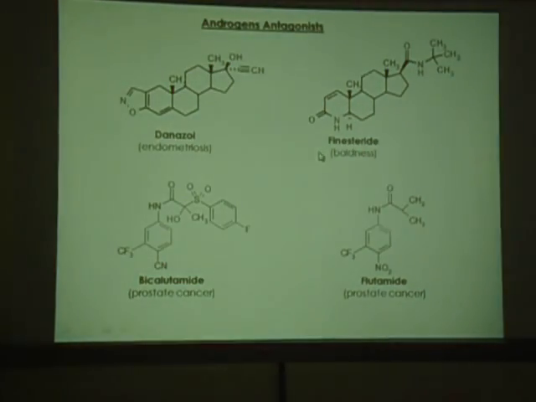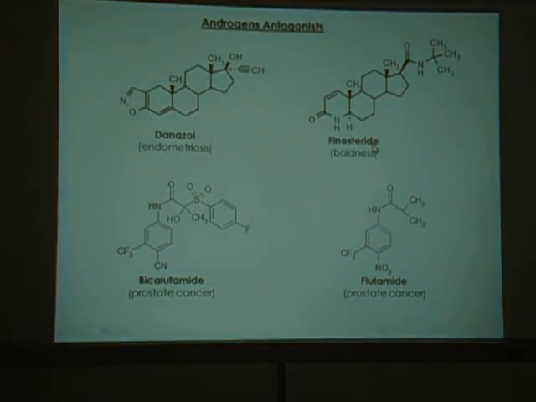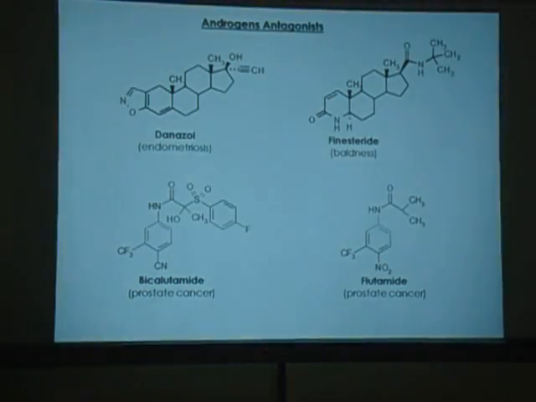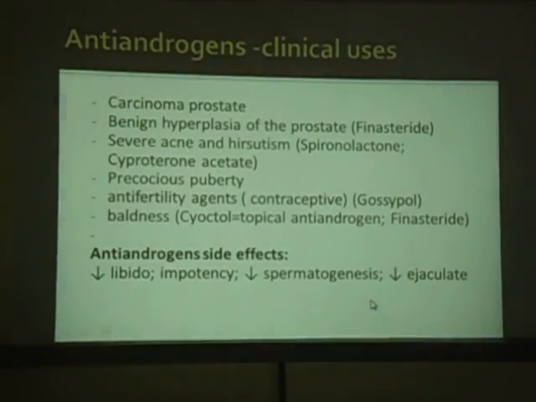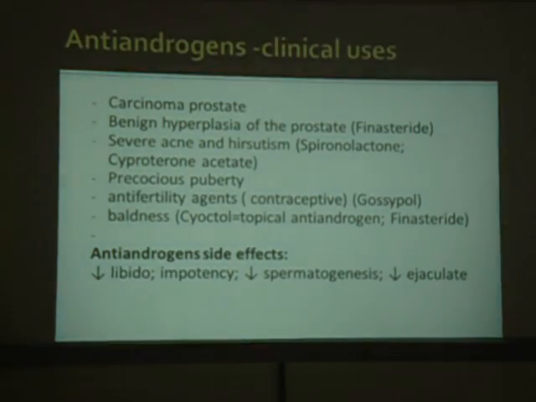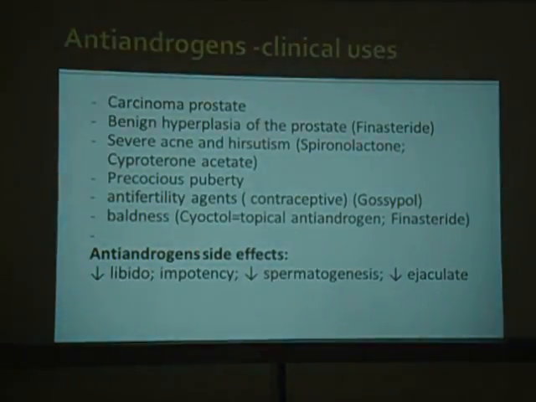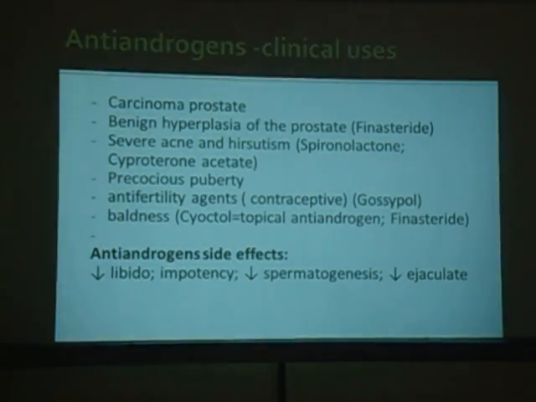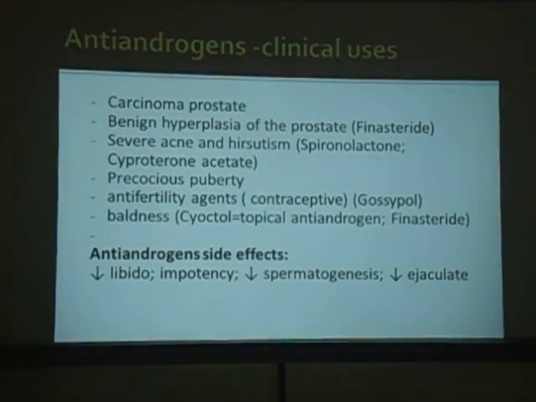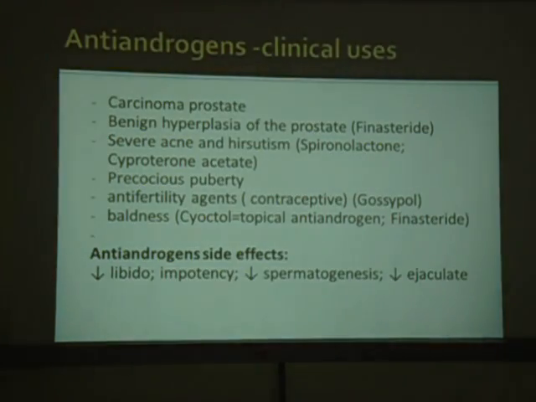Finasteride, I told you, for male type of baldness we can use this anti-androgen drug, that is finasteride. Bicalutamide and flutamide we are using in prostatic cancers. So anti-androgens find their use in carcinoma of prostate, benign hyperplasia of the prostate, severe acne, hirsutism. We can use spironolactone, cyproterone acetate.